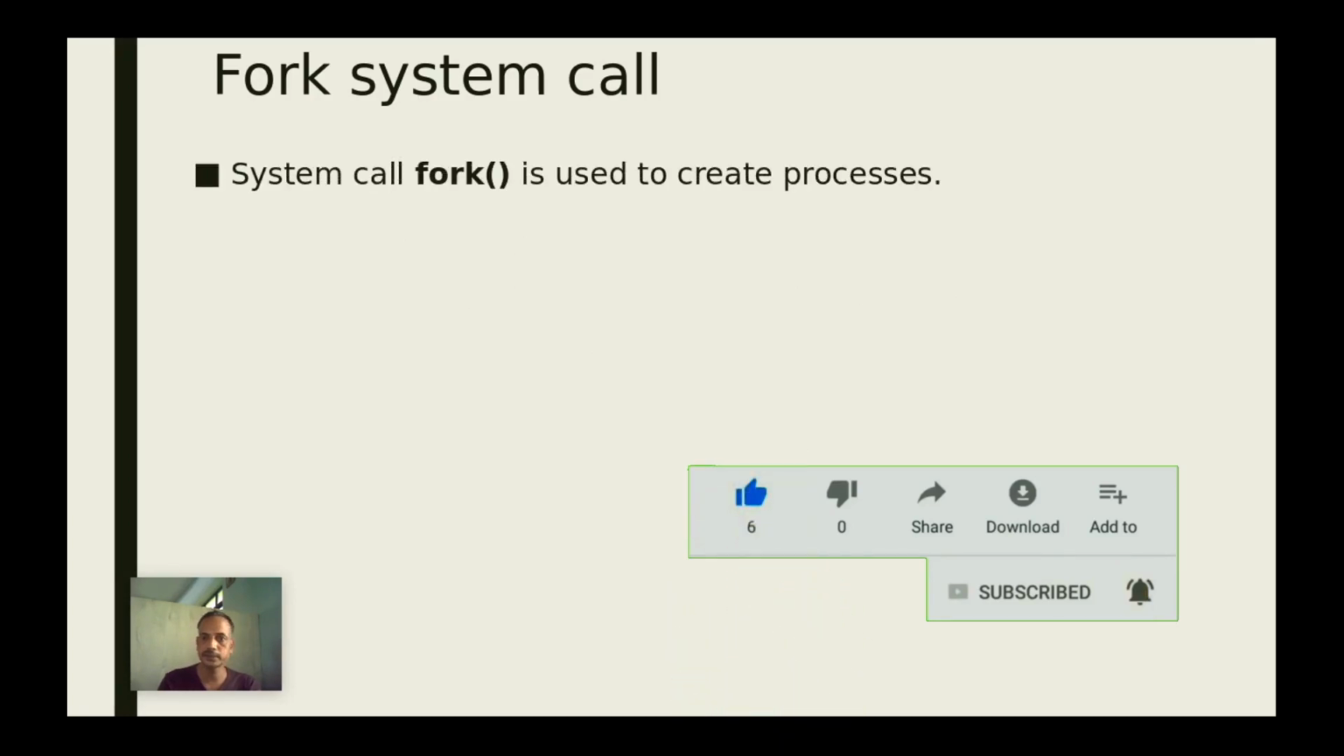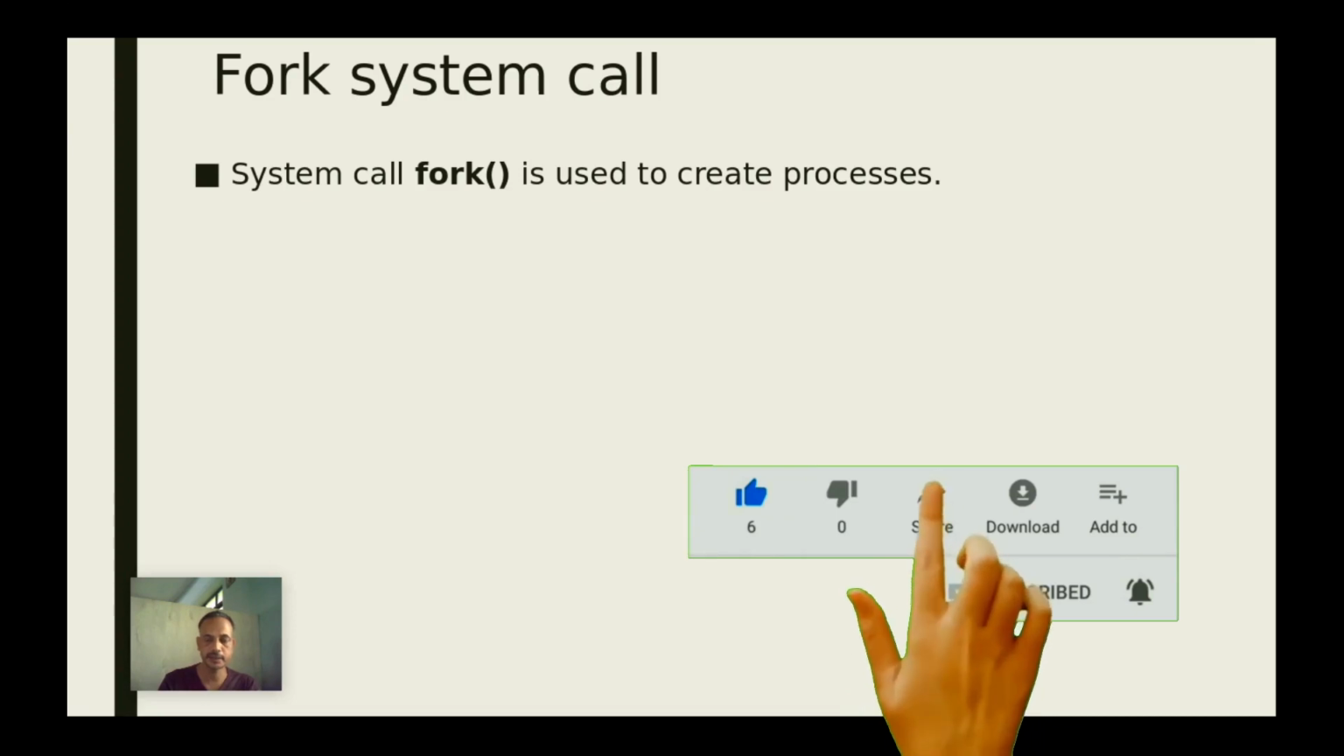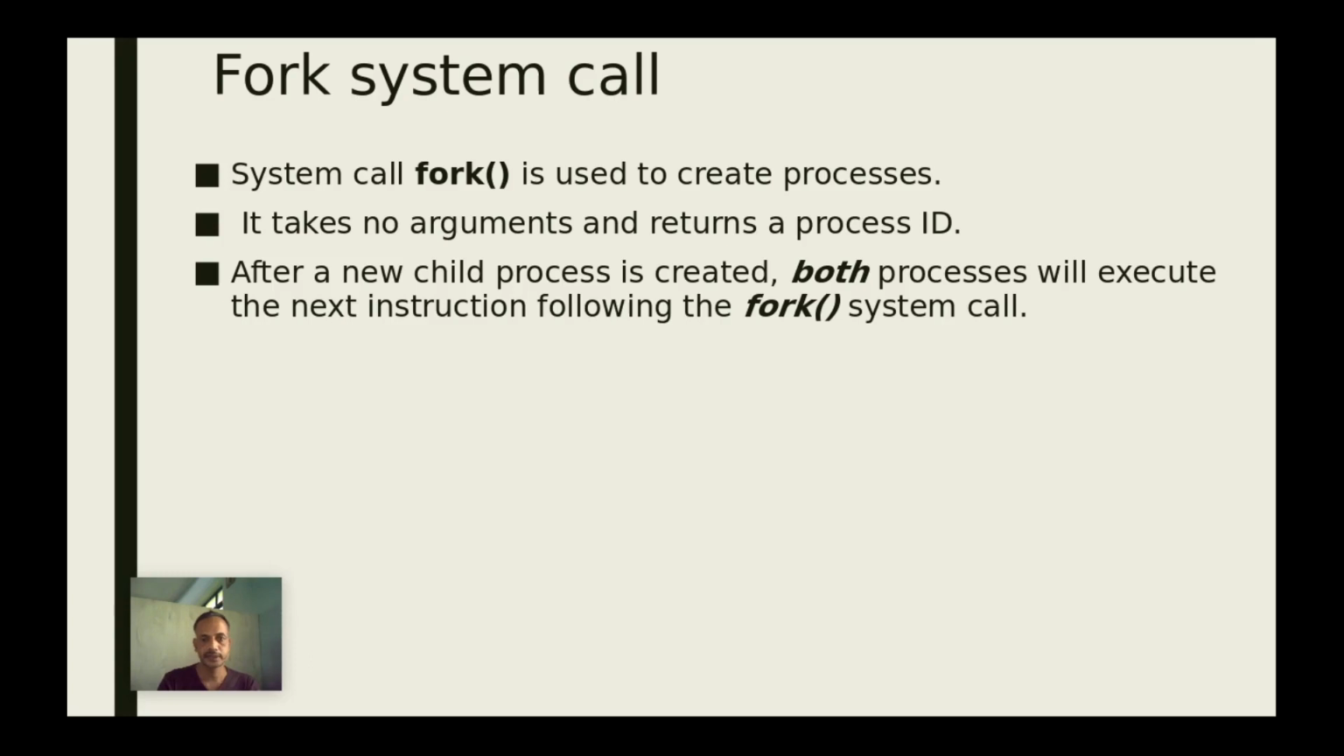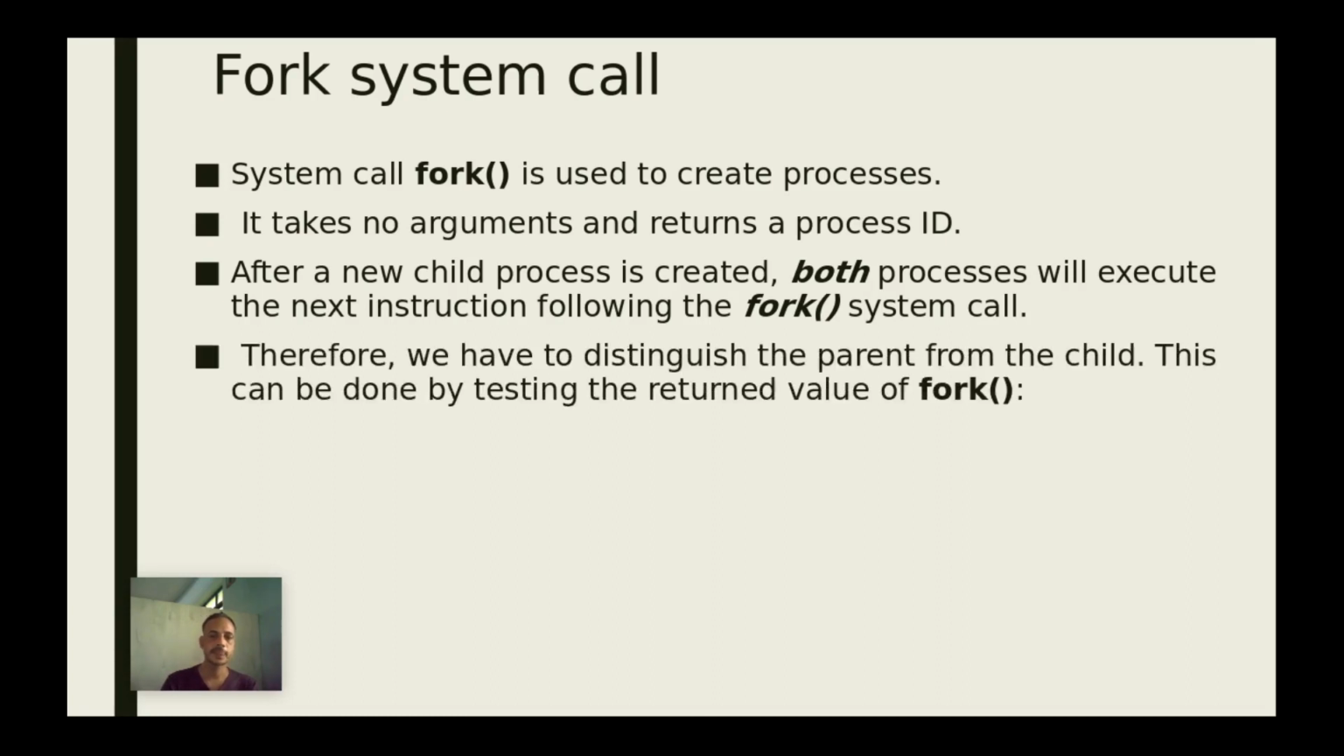Fork system call is used to create a process. It takes no arguments. There are no arguments given to the fork system call, but it returns a process ID. After a new child process is created, both processes will execute the next instruction following the fork system call. So whenever the fork system call occurs, whatever the instructions below it will be executed twice, once by a parent process and another by the child process.